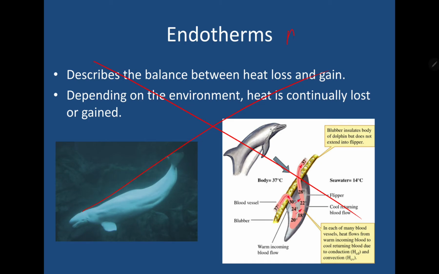We have mammals, birds, and some other odd organisms here and there. Some insects, for example, are considered to be endotherms.